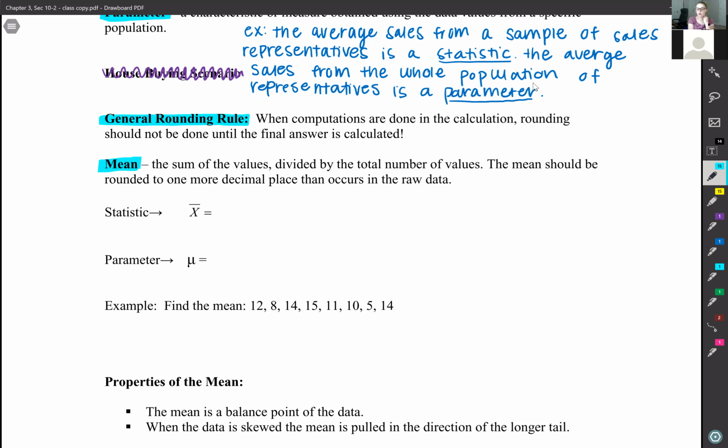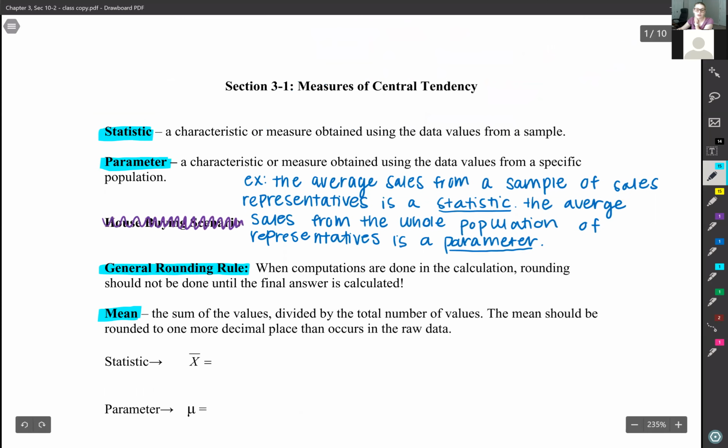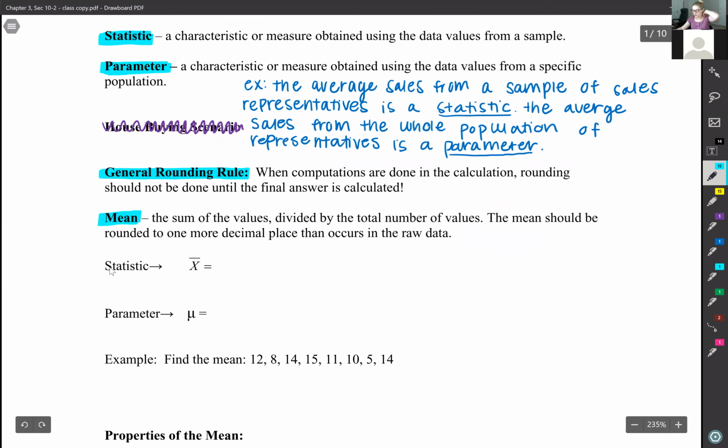So we're going to talk about two different kinds of means. Right here, you have the word statistic pointed at this X with a bar on top, and then you have the word parameter pointed at this funny looking U. Maybe you know that that's called mu. So let's just talk about the difference here.